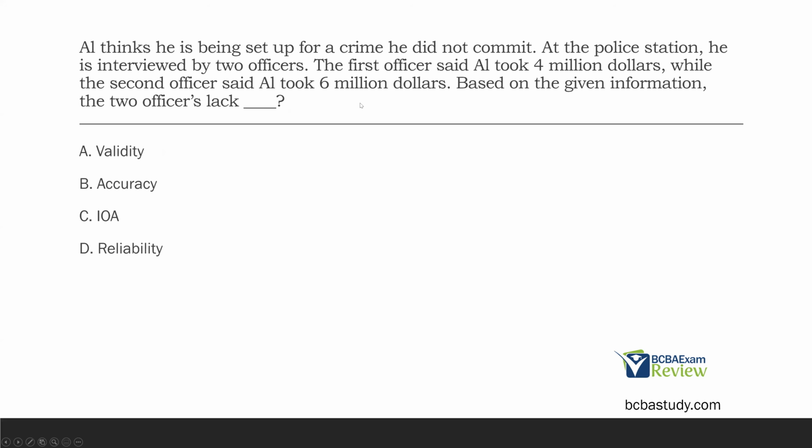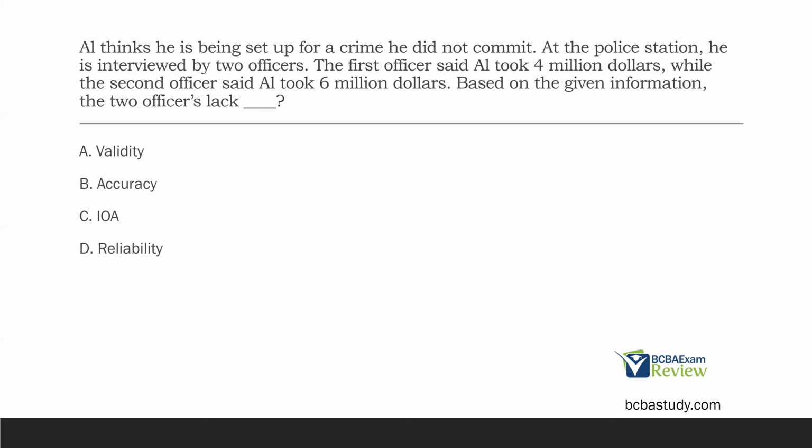Al thinks he is being set up for a crime he did not commit. At the police station, he is interviewed by two officers. The first officer said Al took $4 million, while the second officer said Al took $6 million. Based on the given information, the two officers lack what? Be very careful here. Let's attack the question. What does the question ask?